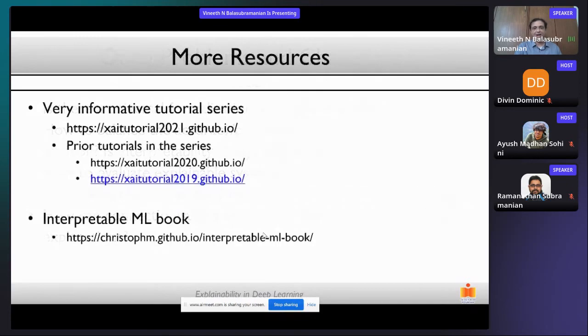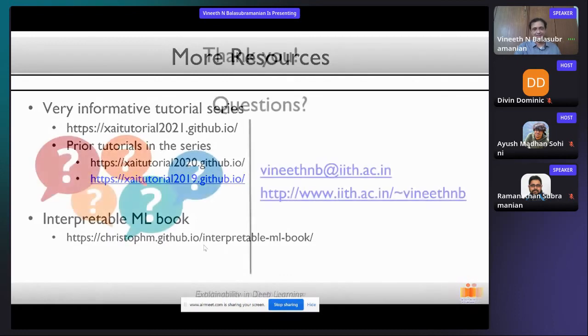Okay, with that, I'll conclude the talk here. There are some nice resources. I'll leave these slides so you can look at them later. There's a very nice series of tutorials called XAI Tutorial, where the authors have been changing the slides year by year, and you can look at this to get a better sense of more methods in the space. There's also a very nice, publicly available book by Christopher Molnar called Interpretable ML Book, at this link, which could also be of further use if you are interested in this space.